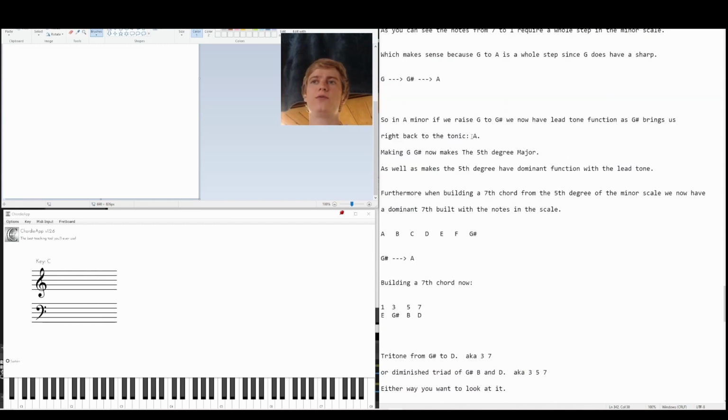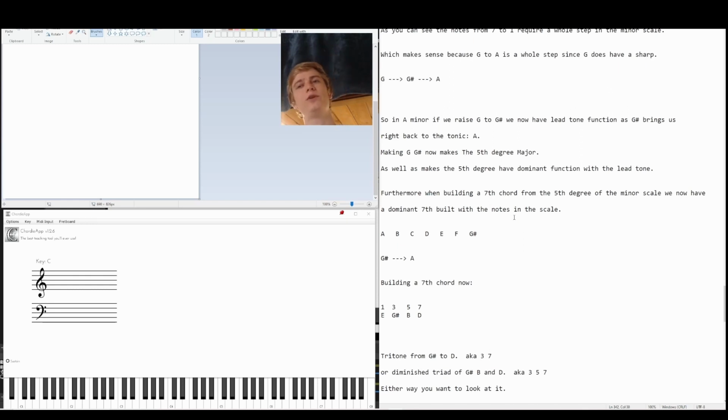So in A minor, if we raise that G to G sharp, we now have a lead tone function as G sharp brings us right back to the tonic of A. So we go right from that G sharp right to A. Now we have lead tone function if we raise that G to G sharp in all the notes that we're going to be calling our A minor scale. Furthermore, when building a 7th chord from the 5th degree scale of the minor scale, now we have a dominant 7th built on the notes in the scale.